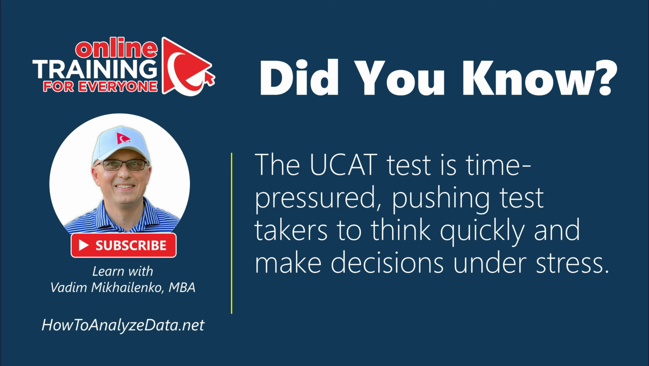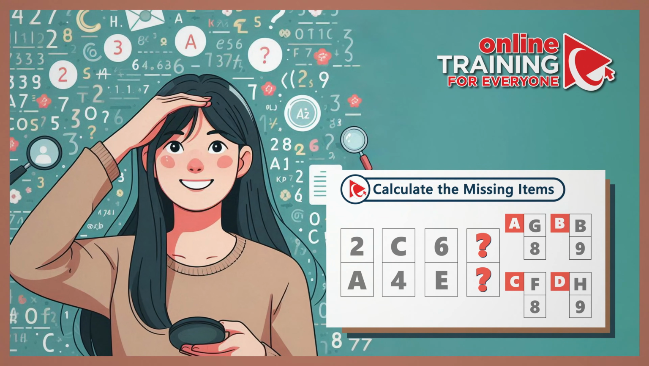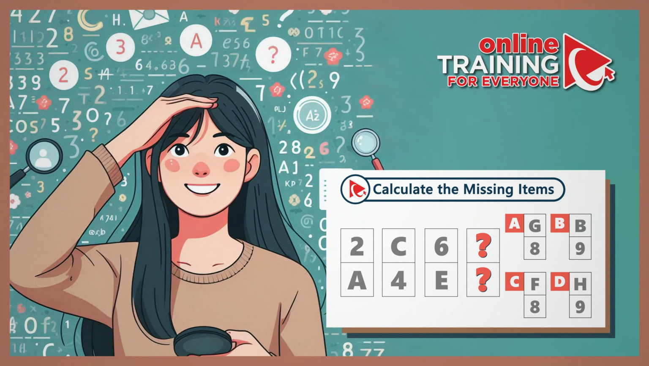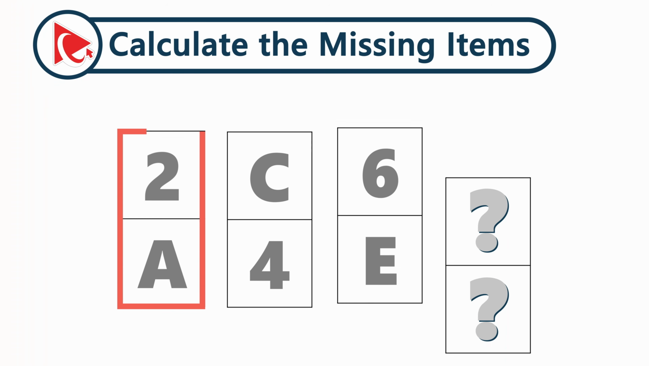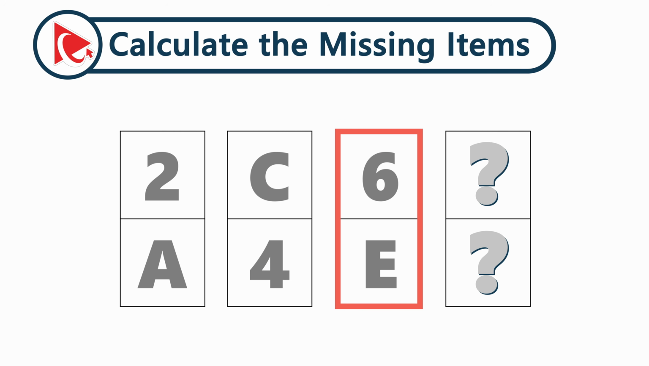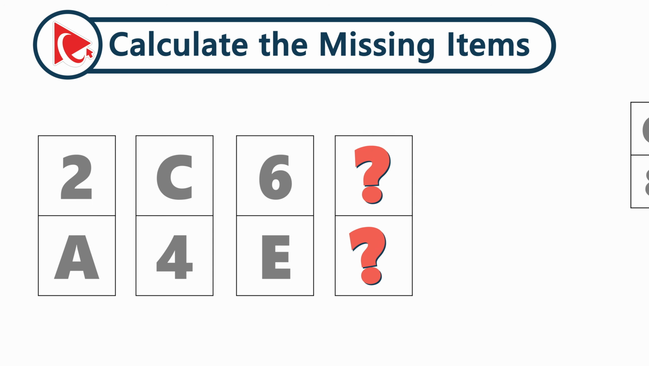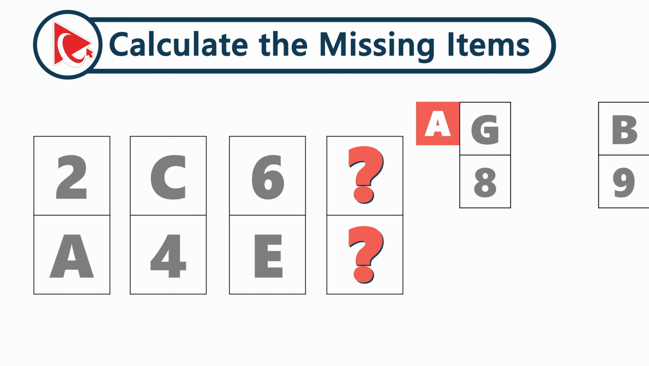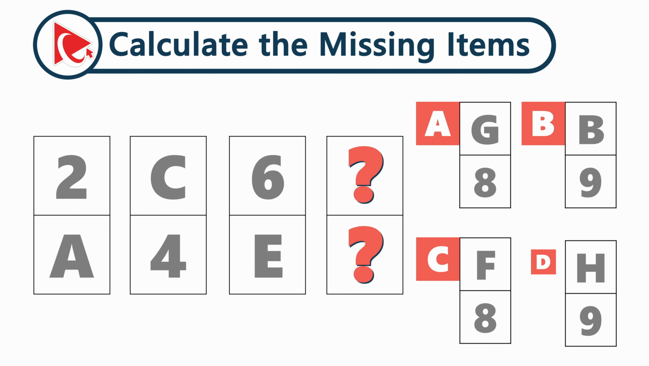Here's the deal. To solve this question, we need to consider it as a new opportunity to demonstrate your strengths and your intelligence. Trust in your preparation and let confidence carry you through. You're presented with 4 crypto pairs, 2A, C4, 6E, and then comes the missing pair, which you need to calculate and select out of 4 possible choices. Choice A, G8, choice B, B9, choice C, F8, and choice D, H9.